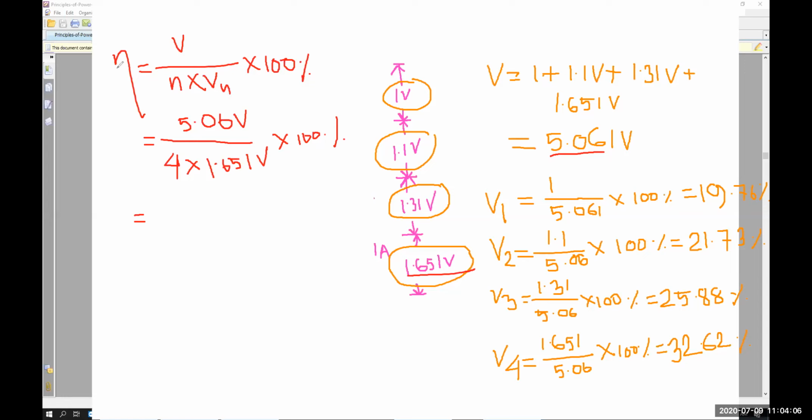So 5.061 divided by 4 into 1.651, into 100%. So 76.63 percent.